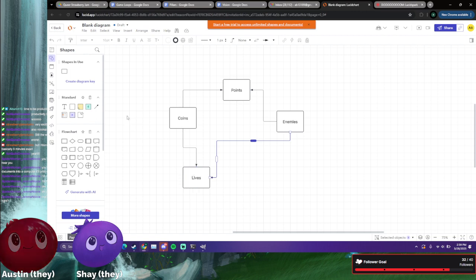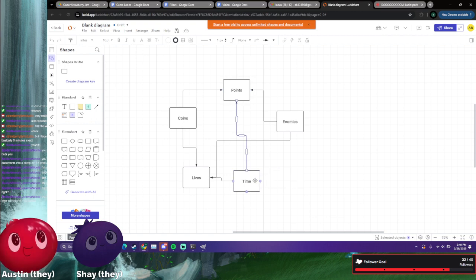Time is also a resource that translates to points, but I don't think it really connects to much else except for lives, because if you run out of time, you lose a life. That is actually the next one I was going to be adding. So time does interact with lives and points. But lives can also give you more time. If you die, it resets the timer. So you can exchange lives for time.